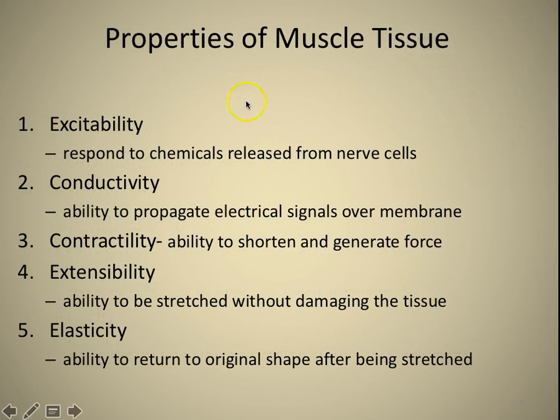So some of the properties of muscle tissue that make them unique. One, they are excitable. This means they are responding to chemicals released from nerve cells. Okay. They are conductive, meaning that they don't just respond to that signal, but they can send that signal over the length of their cell membrane. They contract. They shorten, and by shortening, they can generate force. They are extensible and elastic. We talked about this earlier in the semester. So extensible meaning that they can be stretched, and then elastic meaning that they snap back to their original shape.